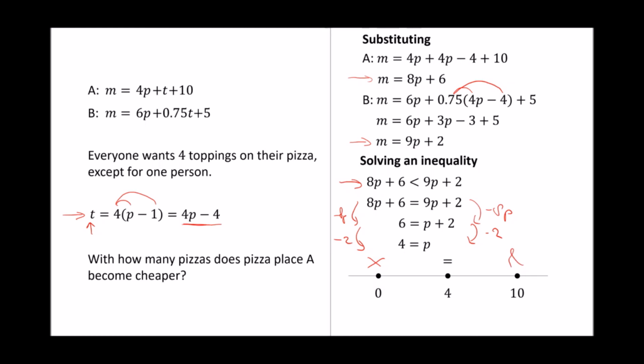So we notice that after 4, this is correct. So we see that it's correct when P is larger than 4, which means that the solution to the situation is that pizza place A is cheaper when you buy at least 4 pizzas. To be more specific, it is the same price at 4 pizzas and cheaper at more than 4 pizzas.